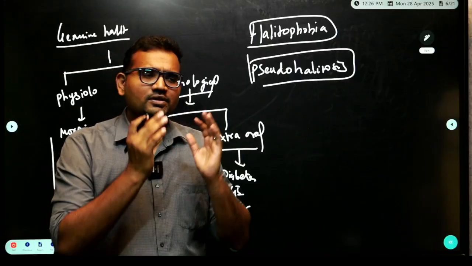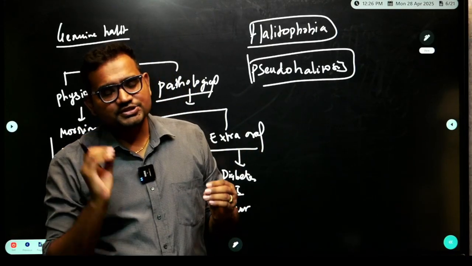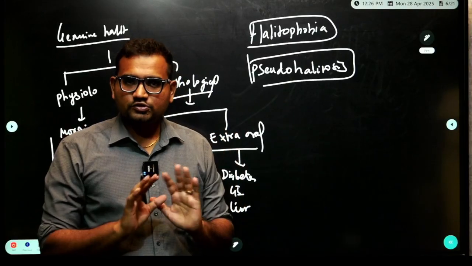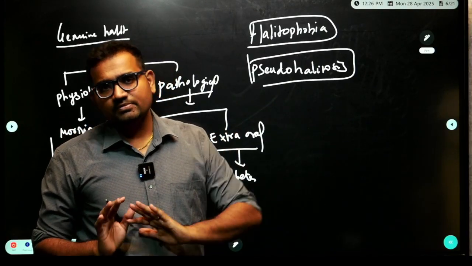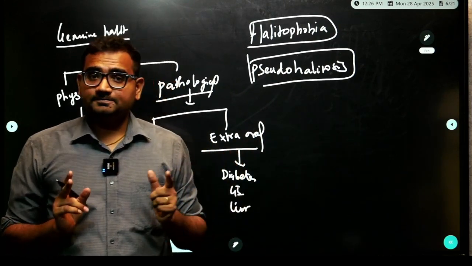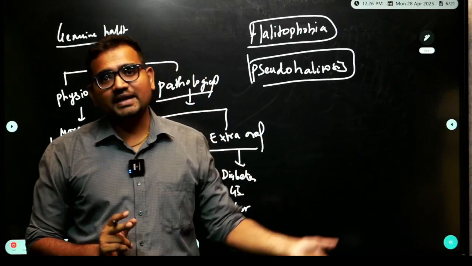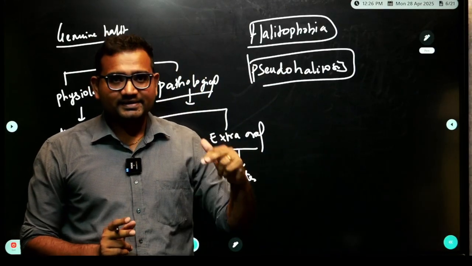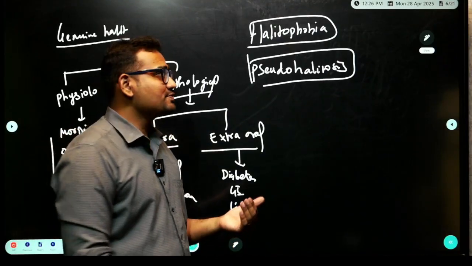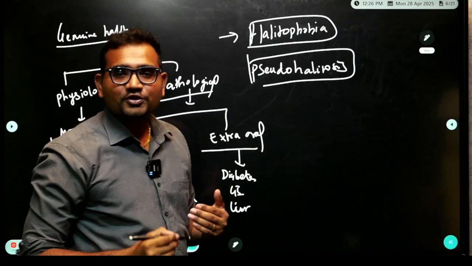What I will do is respect the patient the first time, do scaling, instruct, give assurance, and send the patient. That's fine. Pseudo-halitosis: the patient comes for the first time, we do scaling, give assurance, send the patient. But if that patient comes again and again despite giving treatment, that patient will be categorized as a halitophobic patient. What is the treatment?